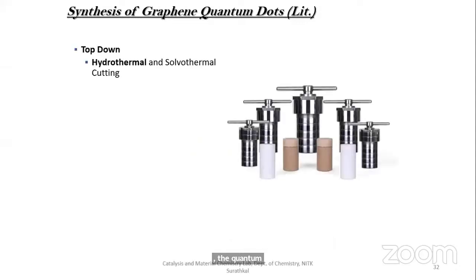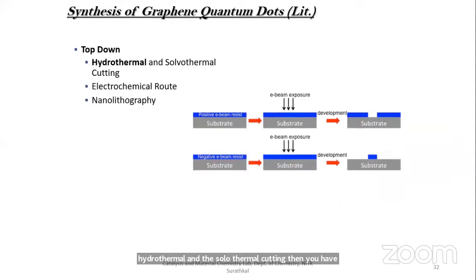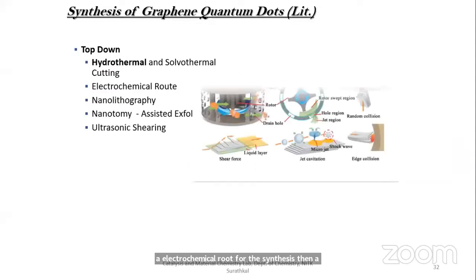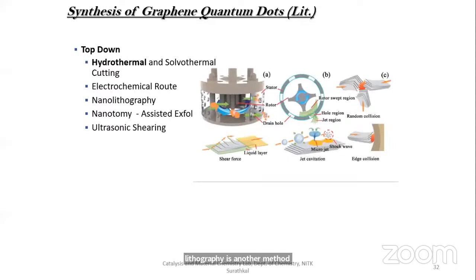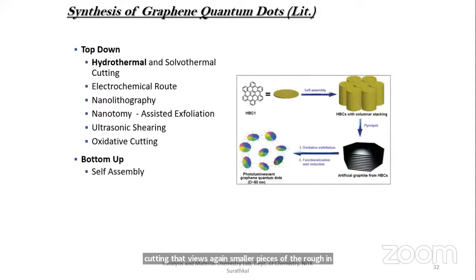So there are different methods available in the literature. That's the top-down method, that's hydrothermal and solvothermal cutting. Then you have an electrochemical route for the synthesis. Nanolithography is another method. Nanotomy is another method. I'm not going into the detail of this. Ultrasonic shearing, then oxidative cutting. That gives again smaller pieces of the graphene sheets, nothing but the graphene quantum dots.